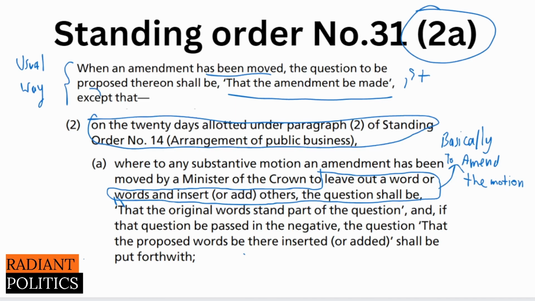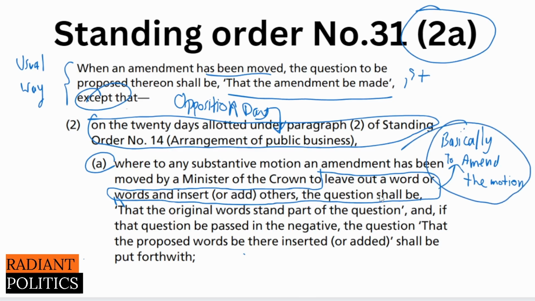At the start of subsection 2 it talks about Standing Order number 14, and so on. Basically it refers to the allotted opposition day. Subsection A: where to any substantive motion an amendment has been moved by a Minister of the Crown, and so on, basically to amend. So, when an amendment is moved by a government frontbencher, then the debate should still be on the original motion, and at the end of the debate, the original motion should be put to vote first.